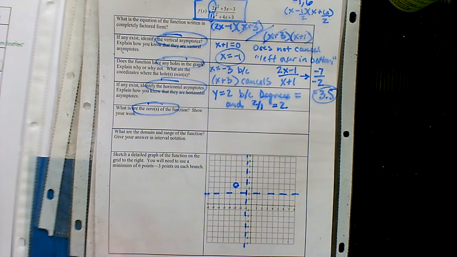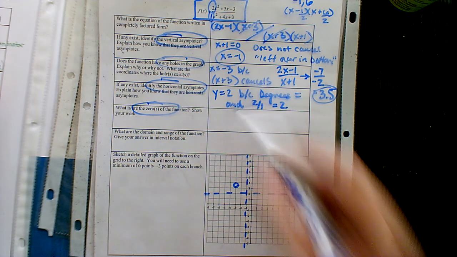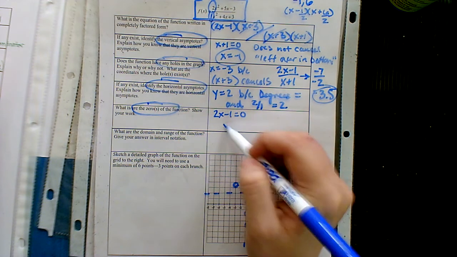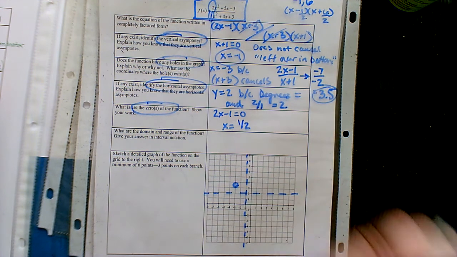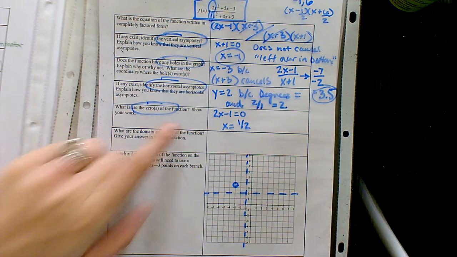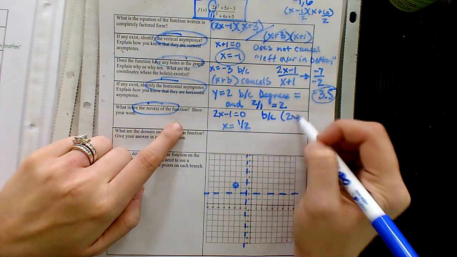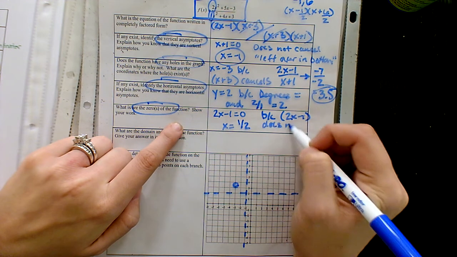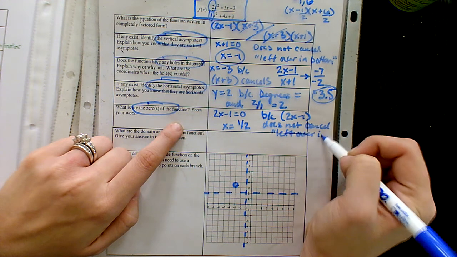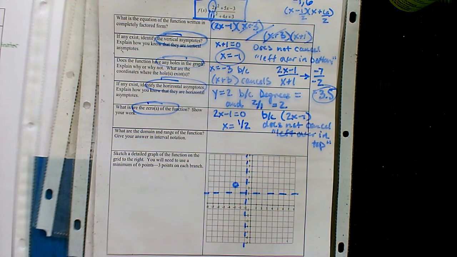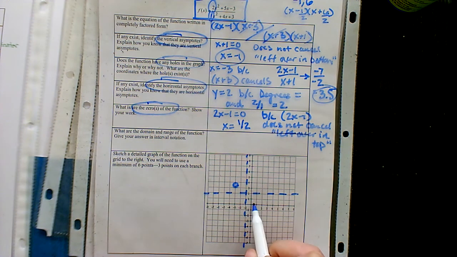Let's try to find some more characteristics. What about an x-intercept? Good, Logan? Where'd that come from? Okay, and if we solve it, we'll add the 1, divide the 2, so we'll get a half. Okay, and we'll say because 2x minus 1 doesn't cancel, okay, left over in the top. So graphically, we'll put an x-intercept at a half.